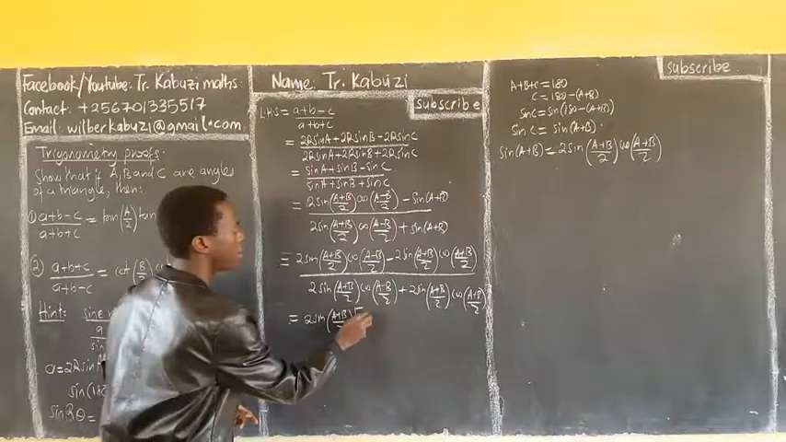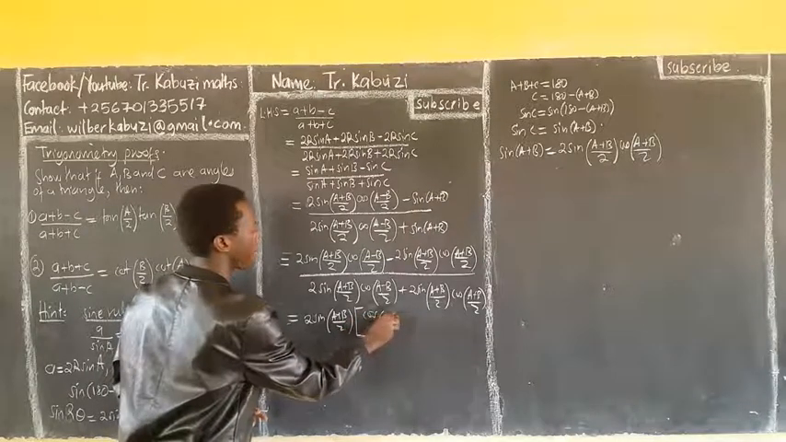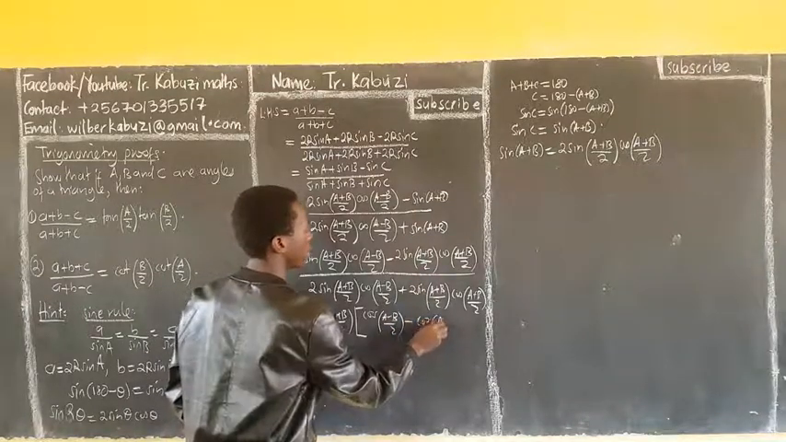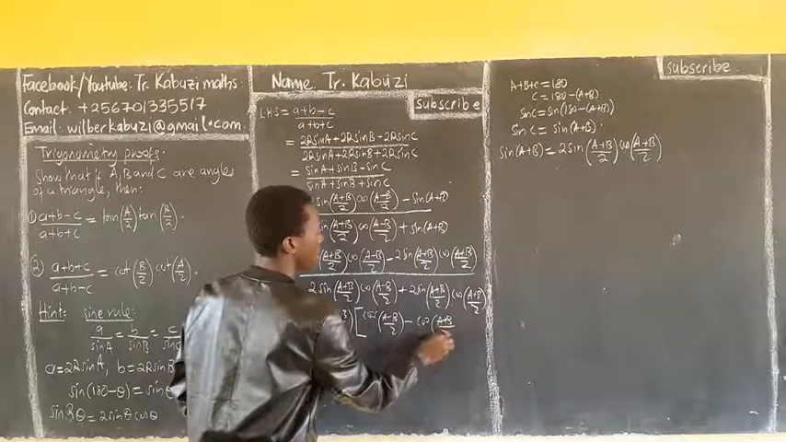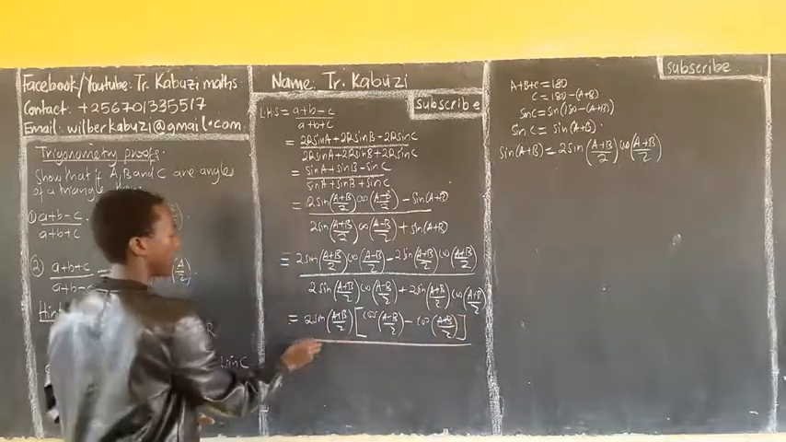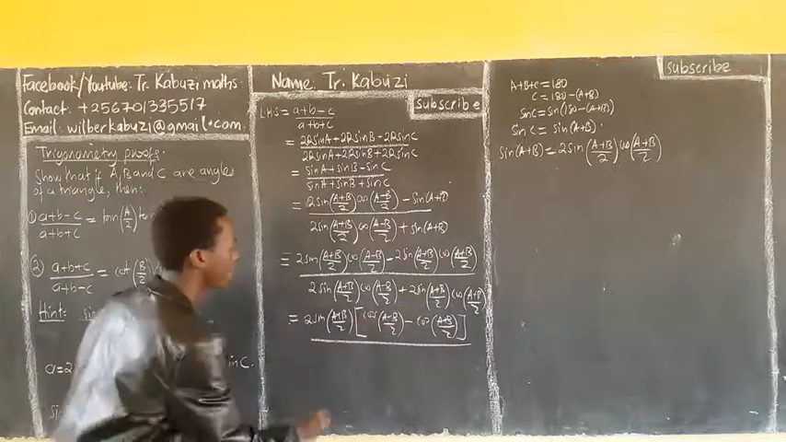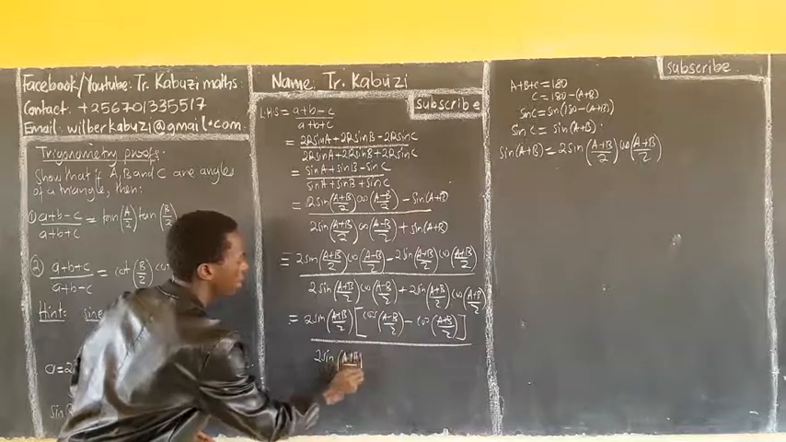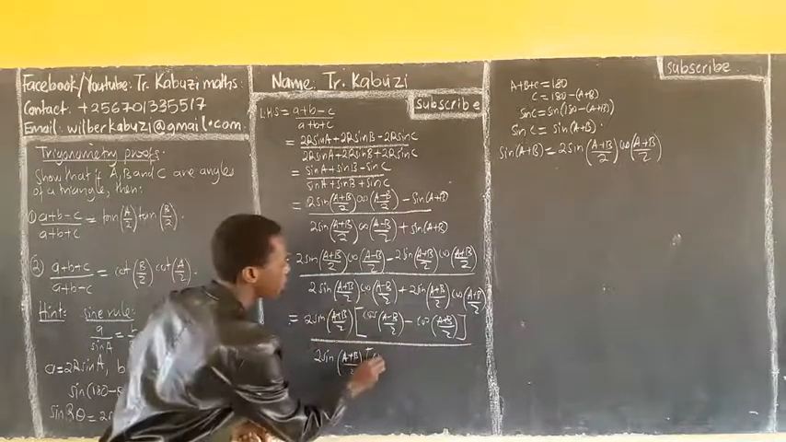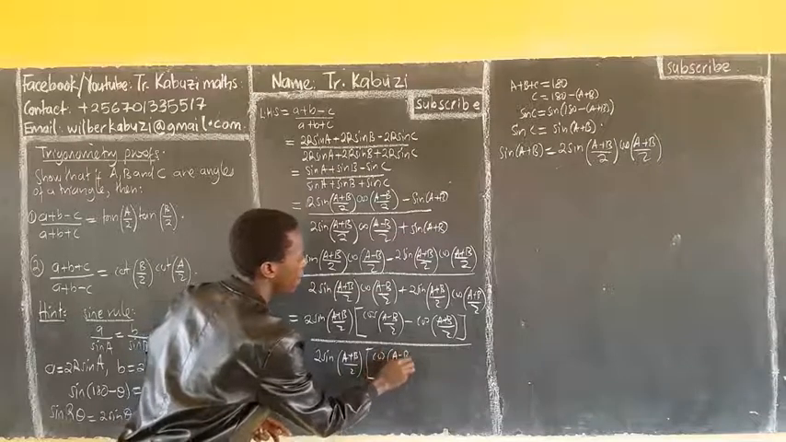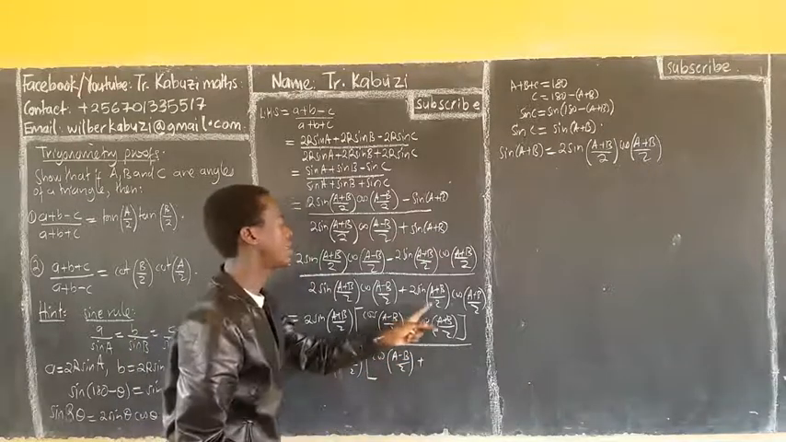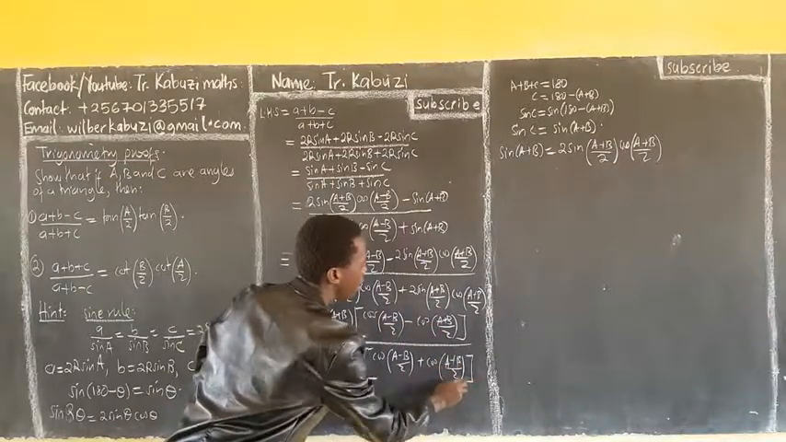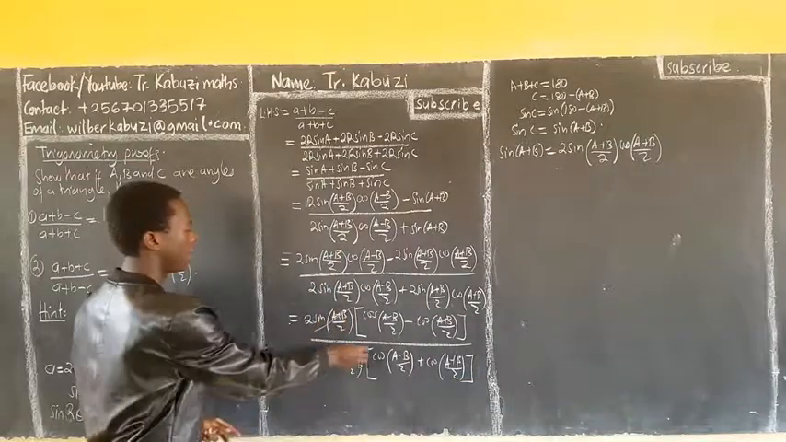Inside here I'm going to be having now cos over 2, then minus, the same thing is common in here, so 2. So here I have cos a minus b over 2, then plus here. So you see that now, this will reduce with that.